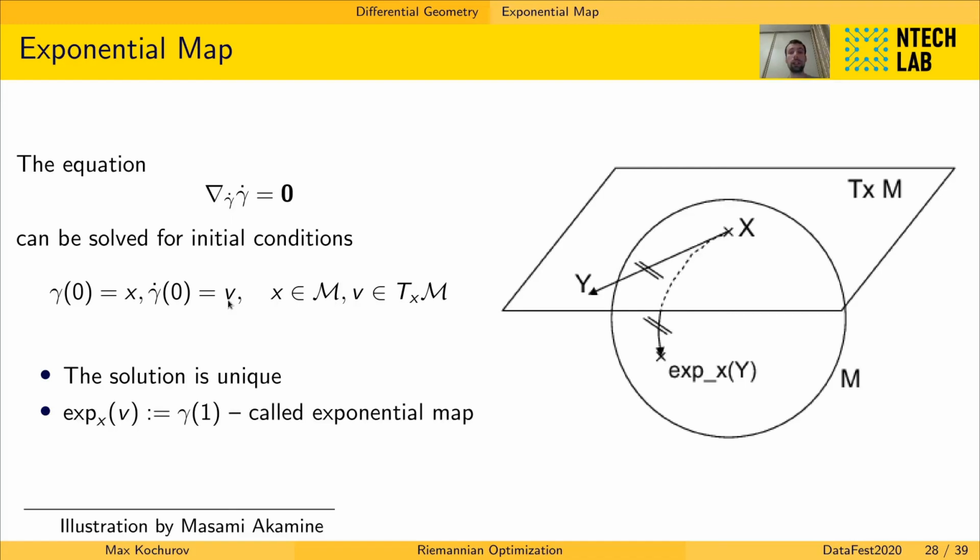If we take a point, initial direction, construct our geodesic curve out of these equations, and travel along this curve for time period 1, we get a new point. And this new point is called exponential map.